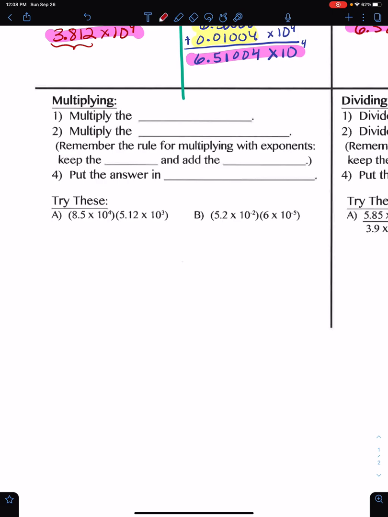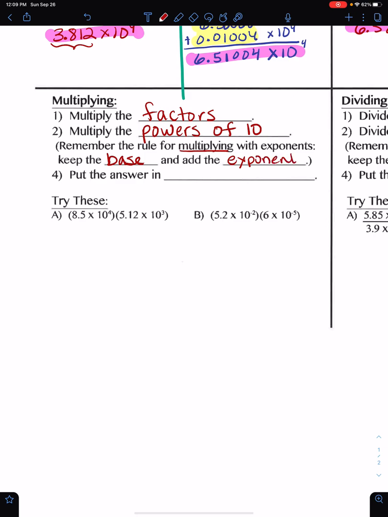So the steps are to multiply the factors. Remember, the factors are those numbers that are out in front of the power of 10. Then you're going to multiply the powers of 10 together. Remember that when you multiply with the same base, we learned the product rule when we learned exponents. We're going to keep that base the same, and the shortcut is to add the exponents.